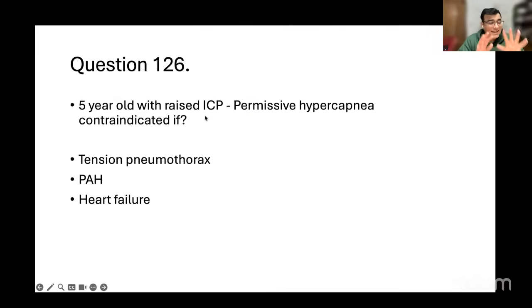5 year old, I didn't understand this question. I'll be very frank with you. 5 year old with raised ICP, permissive hypercapnia is contraindicated if. Anyways, with raised ICP, permissive hypercapnia is contraindicated. I didn't understand this question at all, but I think the correct answer here would have been pulmonary artery hypertension, because your right heart pressures will worsen if you have more hypercapnia in this scenario. Okay.